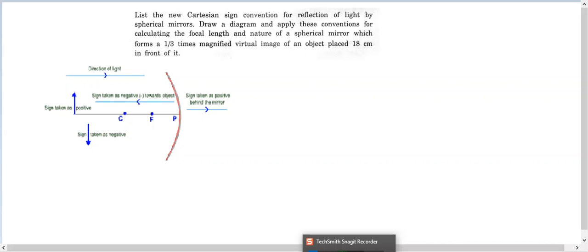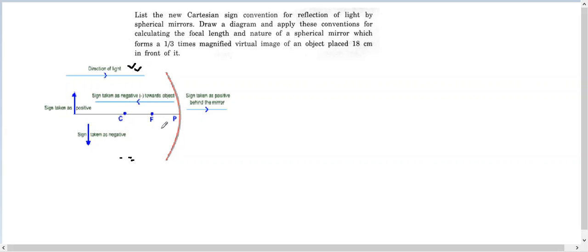So the new Cartesian signs for the reflection of light are as below. The object is placed on the left side of the mirror. So the object is generally placed on the left side of the mirror, that is to this side. That is, the incident light falls on the mirror from the left. So that's the direction of the incident light.